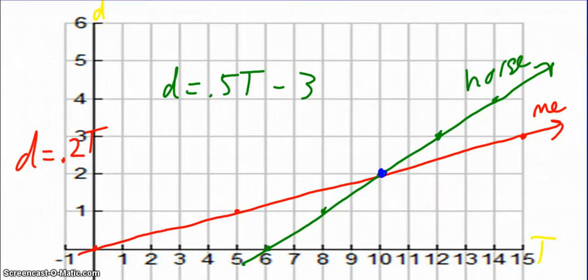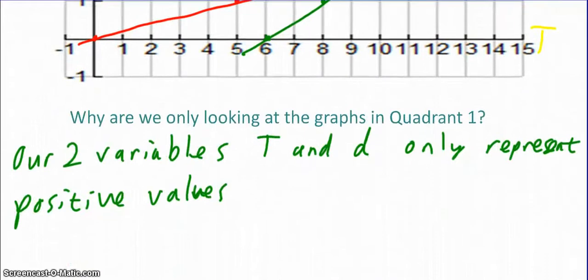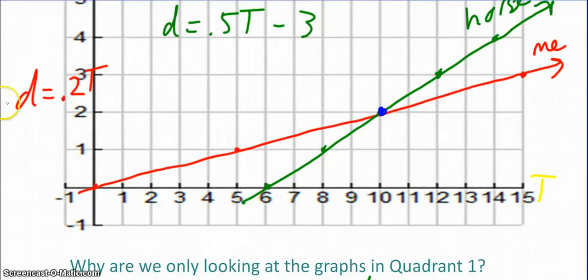So now, why do we only care about quadrant 1? Well, we only care about quadrant 1 because our two variables, t and d, only represent positive values. We only care about positive times, and we only care about positive distances. So therefore, we only need to look at quadrant 1. Yes, these two equations and these graphs would continue in both directions forever, but the negative values are useless to us in the context of this problem.